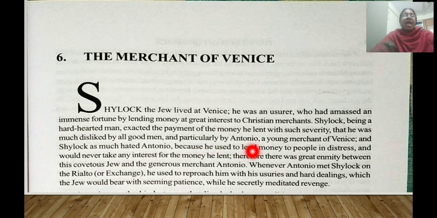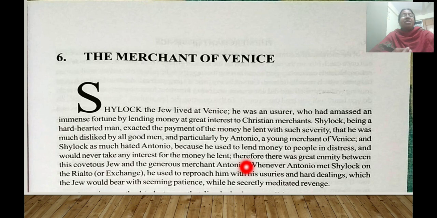Particularly, he was disliked by Antonio, who was also a young merchant of Venice. And Shylock as much hated Antonio. Now, Shylock had a hatred for Antonio because he spoilt his business. How? He used to lend money to people in distress. Now, this Antonio used to give money to people who were in distress, trouble, and would never take any interest for the money he lent. So he would not take any interest, whereas Shylock was taking interest and the interest rates were pretty high. So, therefore, people hated him in Venice.